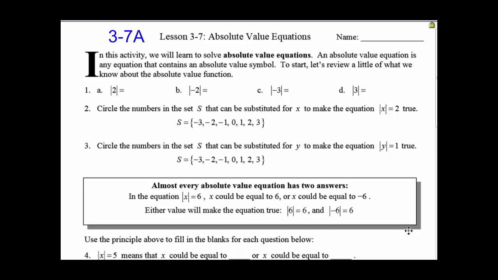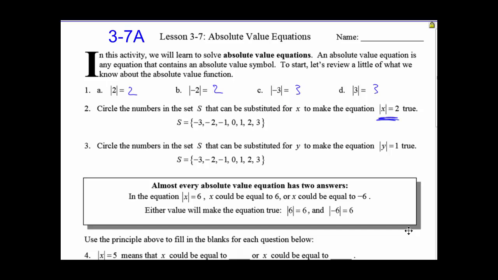Now the geometric definition says that any absolute value is really the distance away from 0. From previous lessons, we know that if we take the absolute value of 2, the distance 2 is away from 0 should be 2. If we plug in a negative 2, then the distance away back on a number line should also be 2. So the absolute value of negative 3 should be 3, and the absolute value of 3 should be 3.